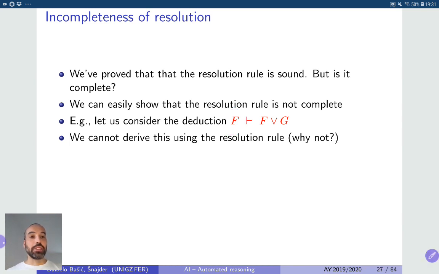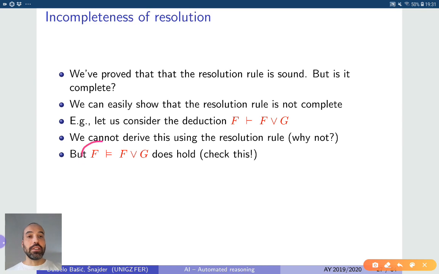And now the second part of the story is, does this actually hold? Is f or g actually a logical consequence of f? Well, it does. In order to show that this holds formally, you would need to construct a truth table, which would only have 4 rows, and it's trivial to do so. But let's skip this and instead rely on our intuition here. If I have a formula f, then f or g will be true whenever f is true. I guess we would all agree on that without the truth table.